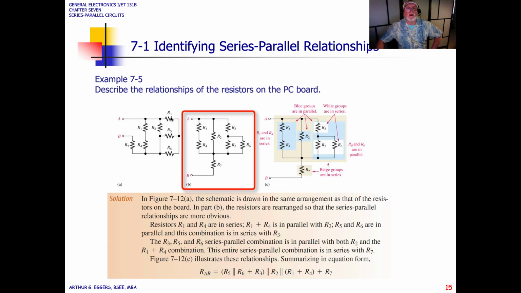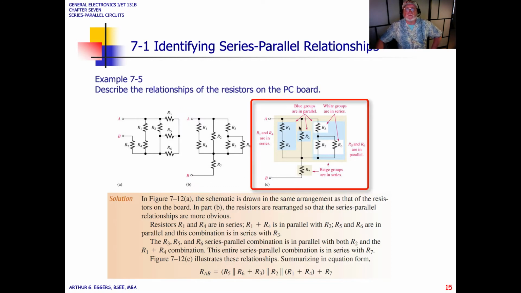So you can see they brought down R3, they pulled it out and brought it down, and they showed clearly what the parallel relationship was between R5 and R6. R2 stayed where it was, R1 and R4 stayed where they were, and they merely then dropped R7 down into the series relationship that it holds.